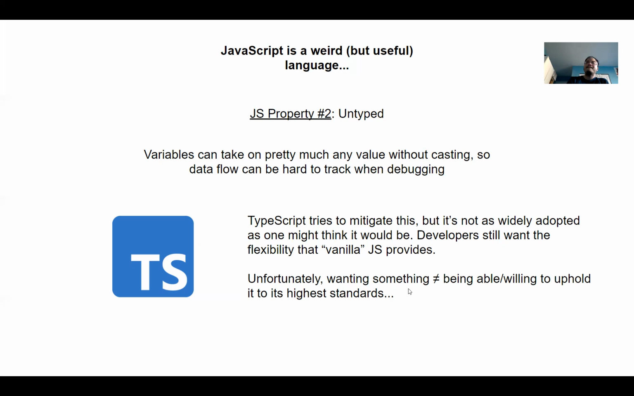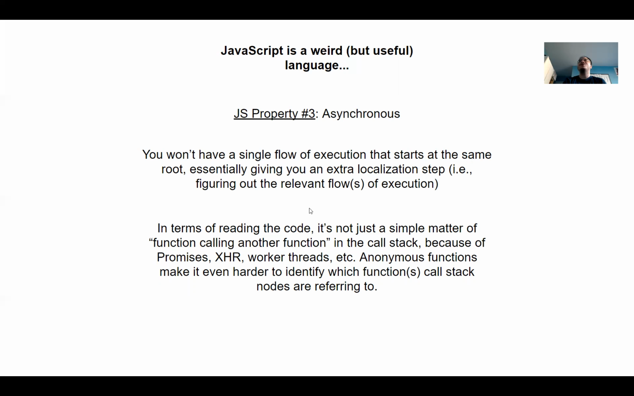Okay. And also in terms of reading the code, which is also important when it comes to localization, it's not just a matter of figuring out, oh, this function calls this other function, and this function also calls another function, and so on and so forth. Because in JavaScript, you have stuff like promises, XHR, worker threads, anonymous functions, all these different constructs that you won't typically find in traditional languages. It makes it harder, basically, to do the localization, because your control flow is not what you would expect in traditional languages.